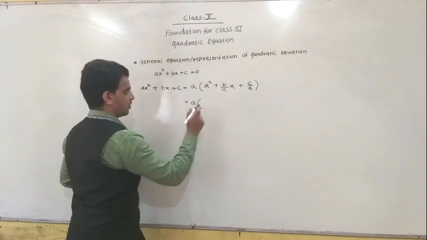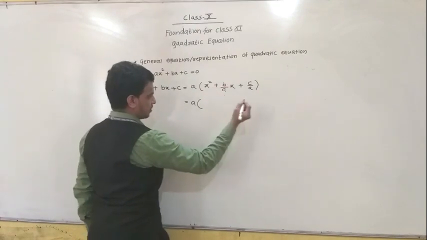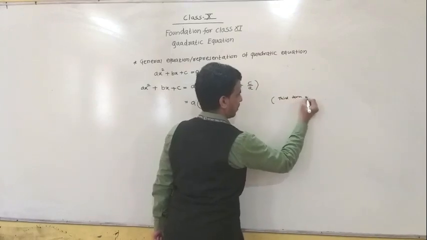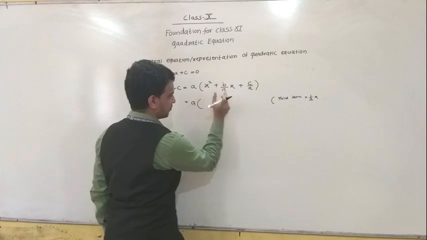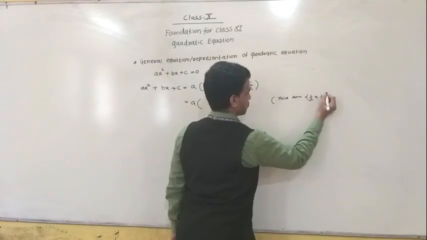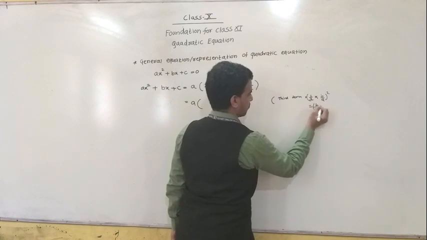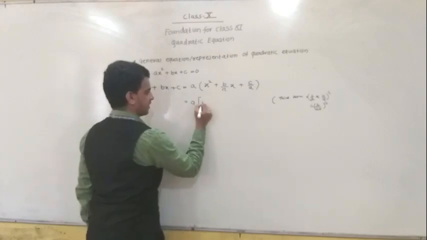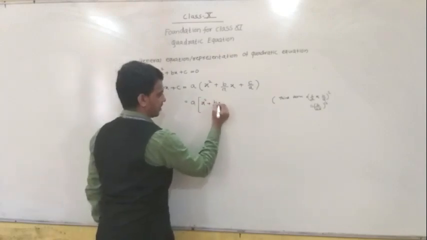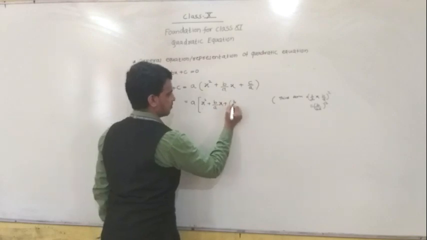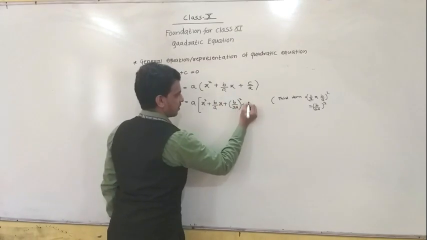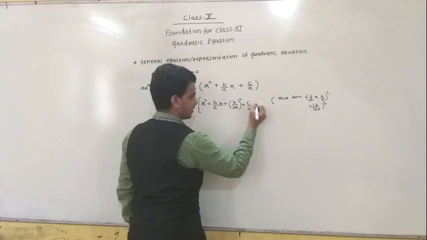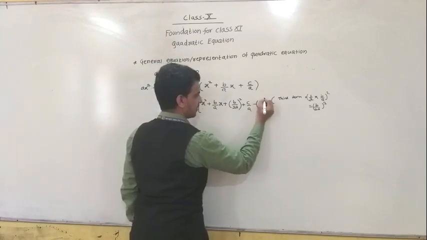So how do we add the third term? Half into the coefficient of x. So here I am finding this third term. Third term is equal to half into the coefficient of x. Now the coefficient of x is b by a, bracket square, that is b upon 2a bracket square. So this term we have to add here. So we will get x square plus b by a into x plus b by 2a bracket square. Now here we have added this extra term, so we have to subtract also. So c by a minus b by 2a bracket square.